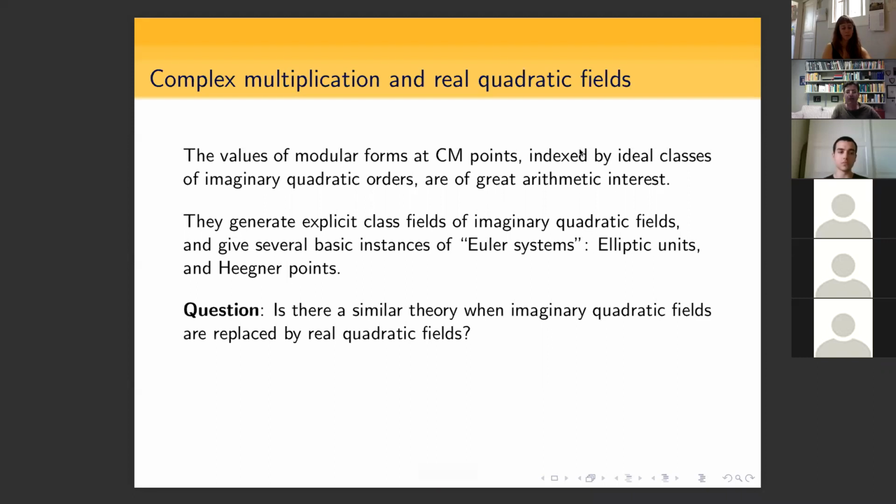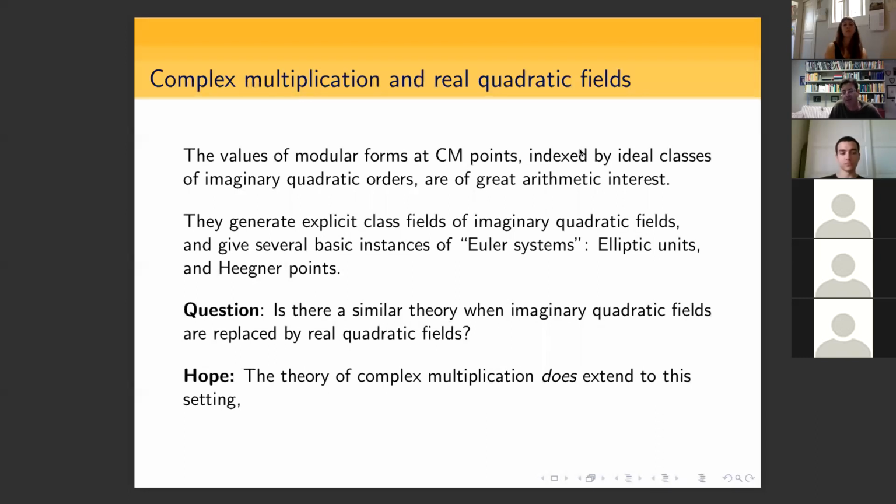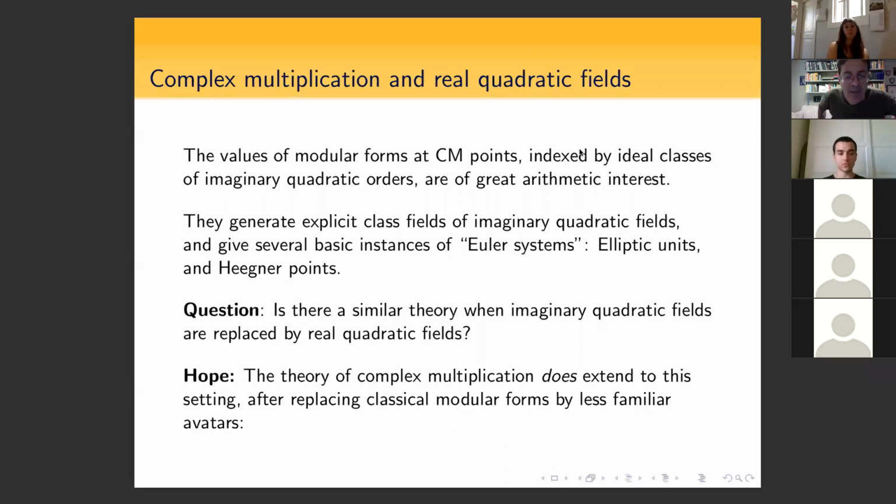And so it's quite a rich structure we have at our disposal over abelian extensions of imaginary quadratic fields, and it's natural to ask whether these structures might extend to other settings. Maybe the most basic one is whether these structures could make some sense over real quadratic fields. And so the hope is that this theory of complex multiplication, which has so many interesting applications and ramifications, does extend to the setting of real quadratic fields. The key idea which underlies our approach is to replace classical modular forms by something else, which are still avatars of classical modular forms, but are somewhat less familiar. And this is what we call rigid analytic or meromorphic cocycles.